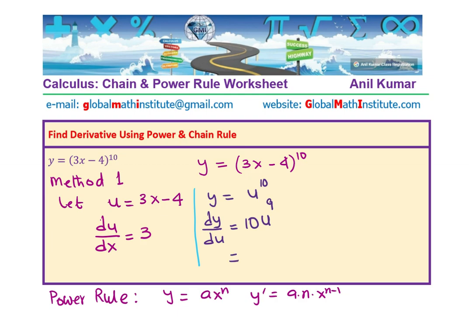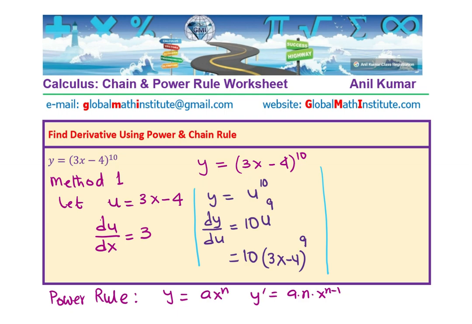Now what is u equal to? u is 3x minus 4, right? 3x minus 4 is u. So replace u with 3x minus 4 and write the derivative. Perfect. So I hope it is absolutely clear now.